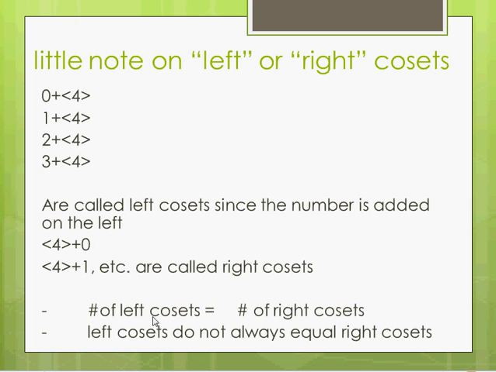A couple of details here. The number of left cosets always equals the number of right cosets. However, left cosets do not always equal the right cosets. Keep those 2 facts in mind when you're working problems.